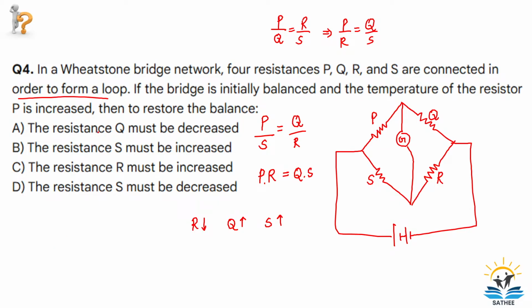So first option, resistance of Q must be decreased, that is not true. B option, resistance of S must be increased, that is true. Resistance of R must be increased, that is not true. And resistance of R must be decreased is not true. So B option is correct in this question.